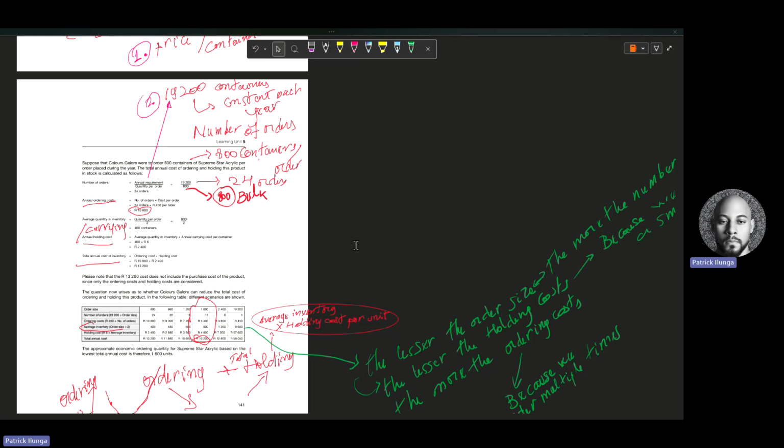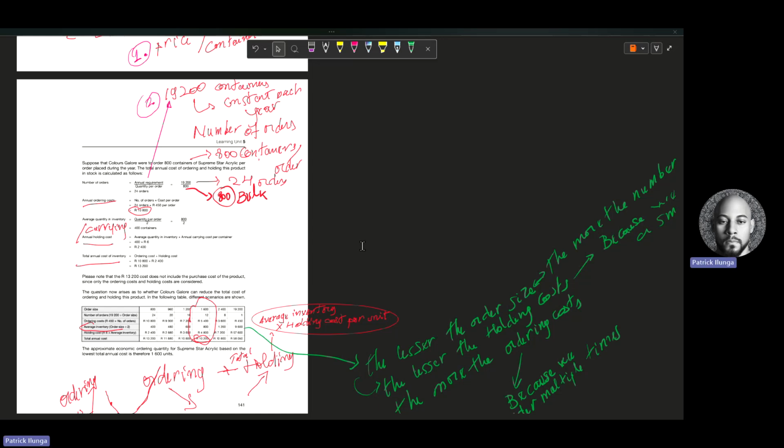For an average quantity, you would tell me, why are we doing this? We are trying to find the holding cost for the year. Remember, we need to balance. We found the ordering cost for the year, number of orders multiplied by the cost per order: 24 orders multiplied by 450.